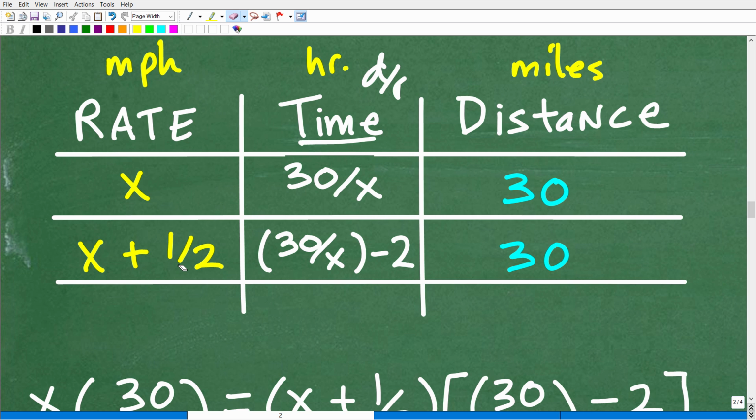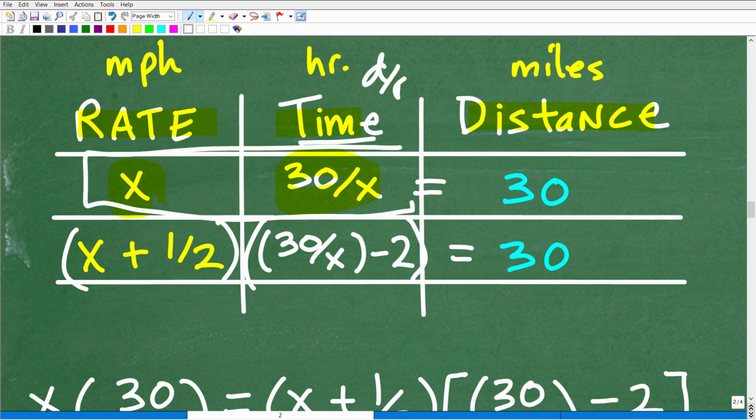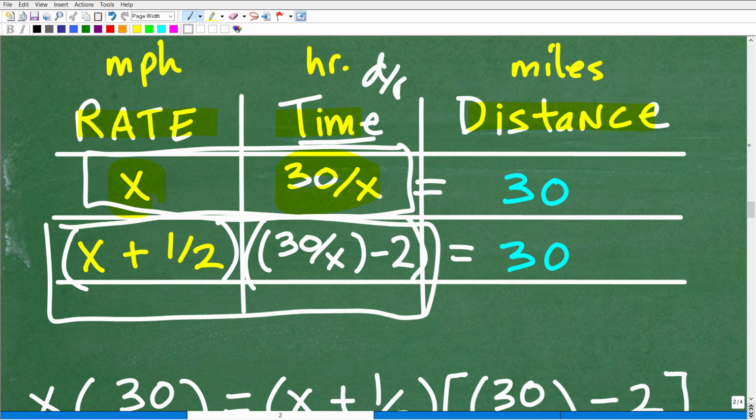Well, let's go back to the formula. Rate times time is equal to distance. That means this times this, x times 30 over x, is equal to 30. And this rate, x plus 1/2, times this time, 30 over x minus 2, is also equal to 30. They're covering the same distance. So this product represents 30 miles, and this product represents 30 miles. So we can actually equate the two. This is 30 and this is 30.